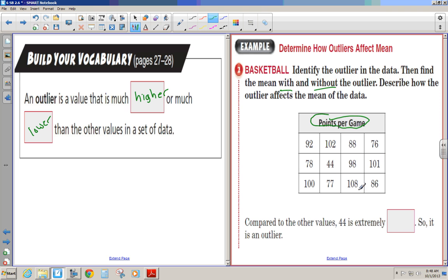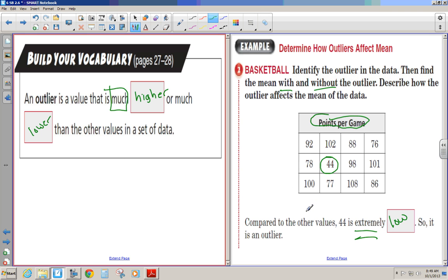So, we're looking at this data here. Looks like 92, 102, 88, 76. Looking at all these numbers, they're all kind of 70, 80, 90, in the hundreds. But this one right here, compared to the other values, 44 is extremely low. 108 is pretty high, but there's still some 100s in there. 44 is the only one that is much out of place. So now you're going to find the mean of both pieces of data. You're going to need to add up all these numbers.